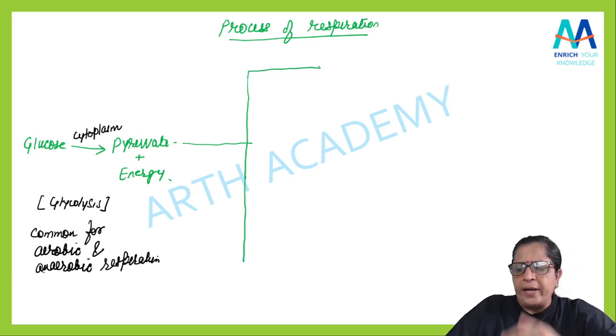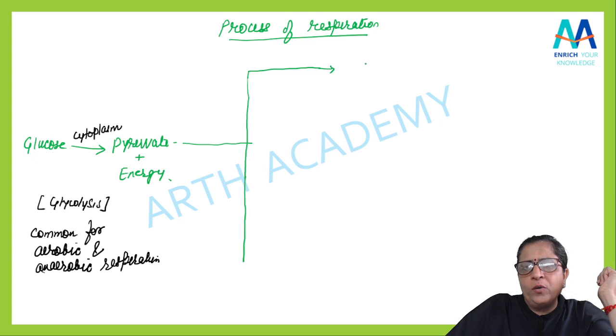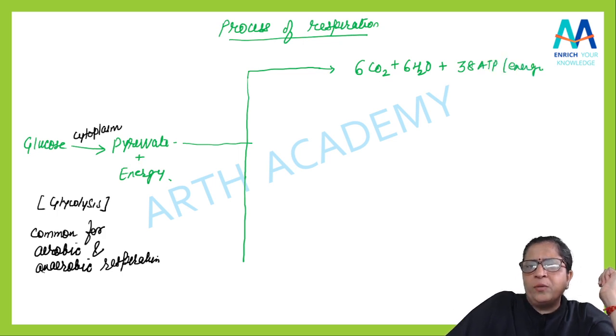So from this pyruvate, if I go in presence of oxygen, that is aerobic respiration. What you get? आपको मिलेगा 6 molecules of carbon dioxide, 6 water molecules, and energy in a form of 38 ATP. तो ये कौन सा प्रोसेस है? ये आपका हो गया.